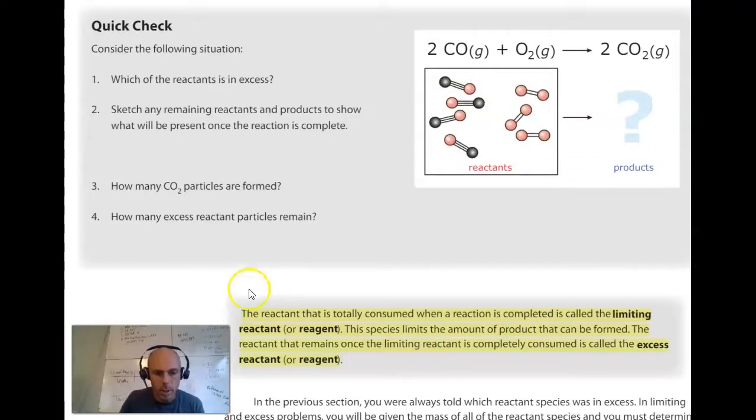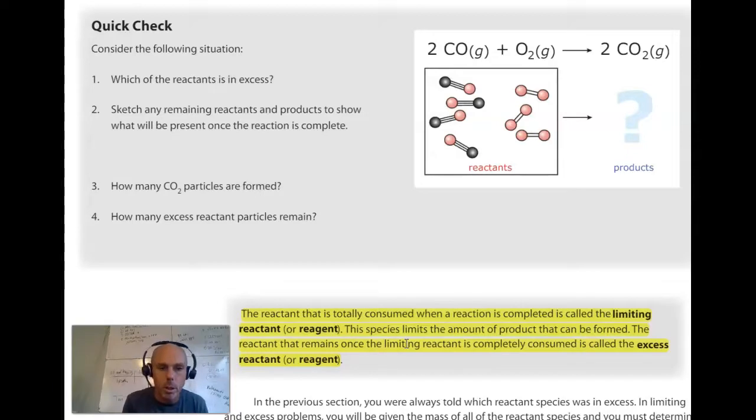But before I ask you to do that, I want to remind you once again that the reactant that is totally consumed when a reaction is completed is called the limiting reactant. And that is the reactant that determines how much product will be formed. It's the reactant that remains once the limiting reactant is completely consumed that is called the excess reactant. The reactant that there's more of than will be consumed, that there's some of left over, is the excess reactant.